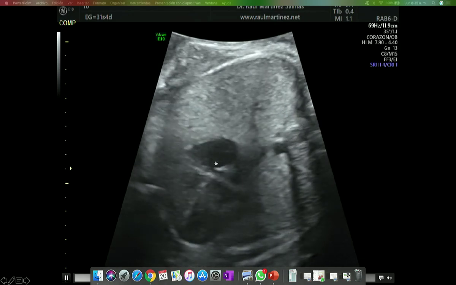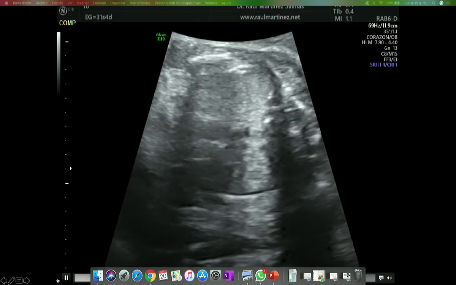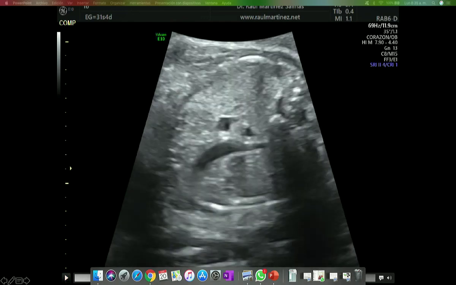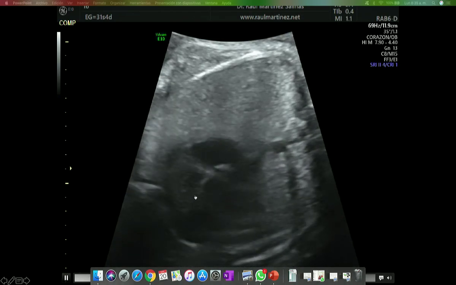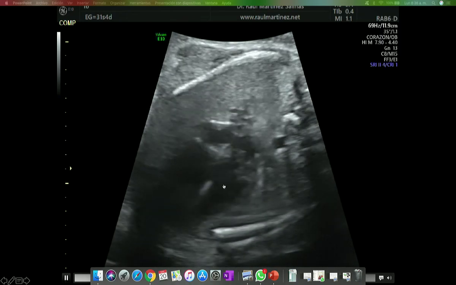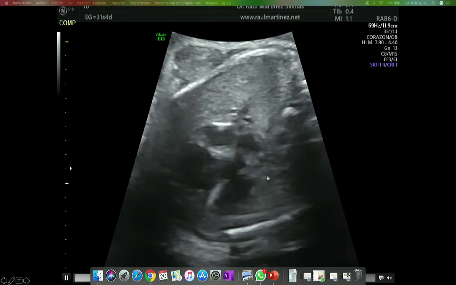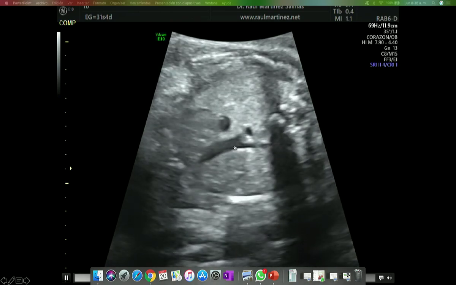So at the higher levels we see the three vessel view, the continuation of the aortic arch, the superior vena cava, and the trachea. I'm going to show you one more time. This is a ventricular septal defect, the pulmonary artery, and then just to the right we see over here the aorta.